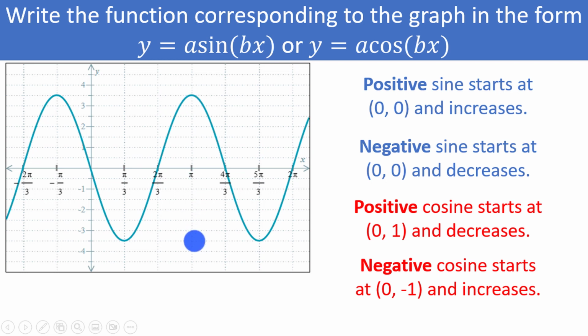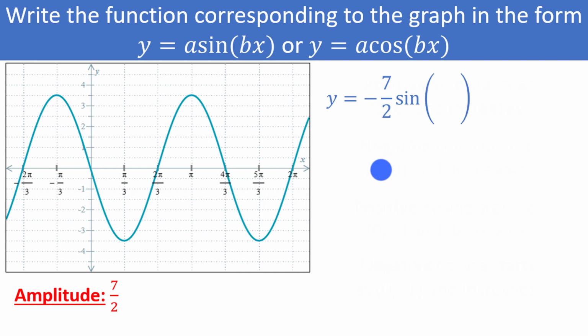That means that the amplitude is 3.5, which can be represented as 7/2 in fraction form. So that means our function looks like y equals -7/2 times sine of something.